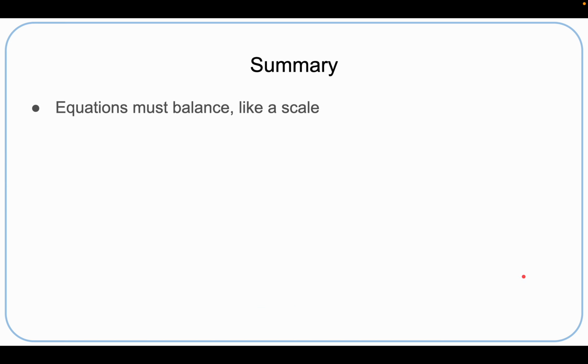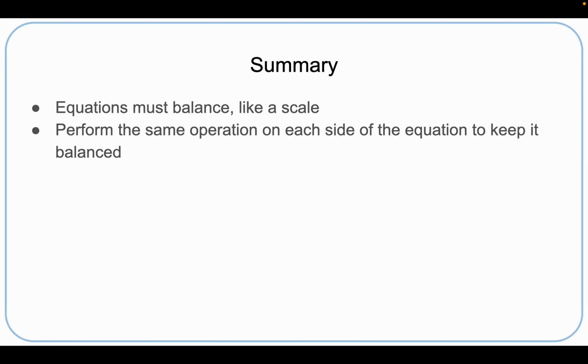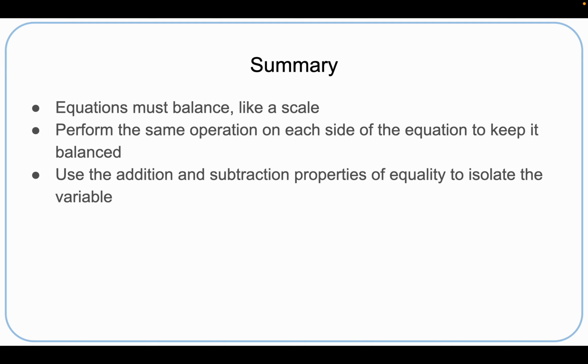Good. Okay, so to summarize, equations must balance just like a scale. So you want to perform the same operation on each side of the equation to keep it balanced. And we just use the addition and subtraction properties of equality to isolate the variable. Your goal is to get that variable all by itself on one side of your equal sign.